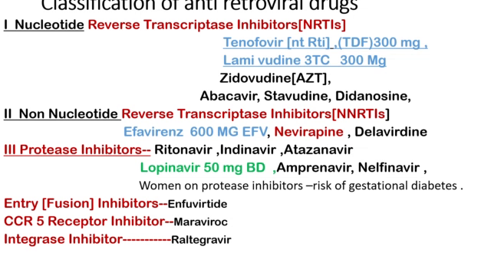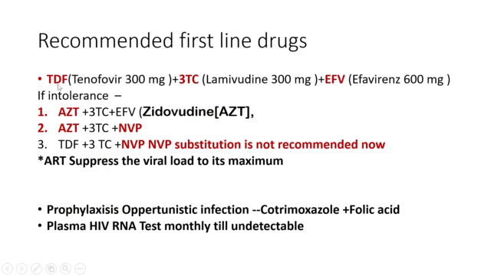If the patient develops toxicity or cannot tolerate this regimen, then zidovudine is added in place of TDF. Or protease inhibitors can be added, that is lopinavir 50 mg BD. This is the choice for HIV-2 infections. Recommended first line: TDF plus 3TC plus EFV, 300 plus 600. If intolerance, then as we have discussed, zidovudine should be added.